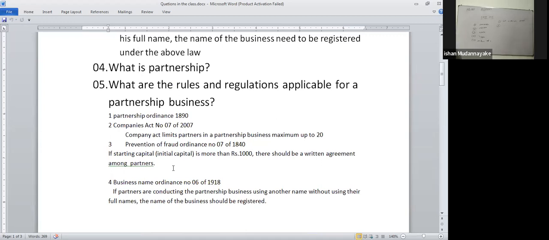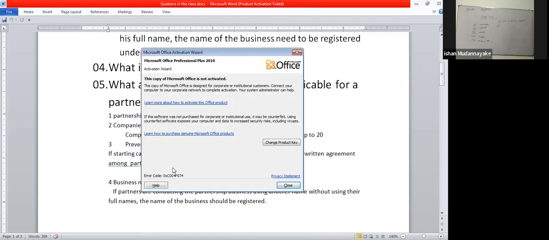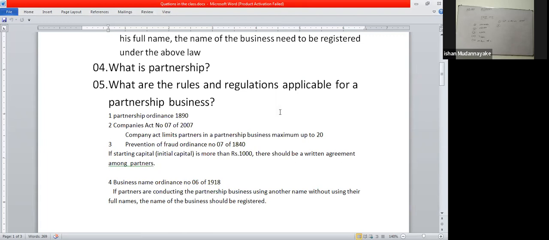Here, Partnership Ordinance 1890, Companies Act number 7 of 2007, Prevention of Fraud Ordinance number 7 of 1840.